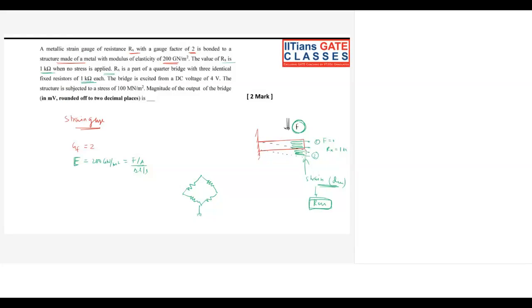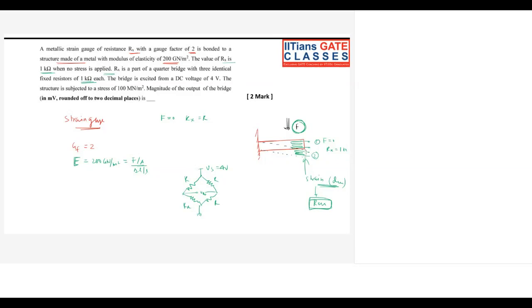So here we have the supply voltage. This is going to be ground, and we would be taking the output voltage from here, VOB. Let's take the fixed resistance as R, and this is going to be the sensor Rx. If F equals 0, meaning no force is applied, then Rx is going to be R, right? This bridge is excited by 4 volts, so Vs is going to be 4 volt.